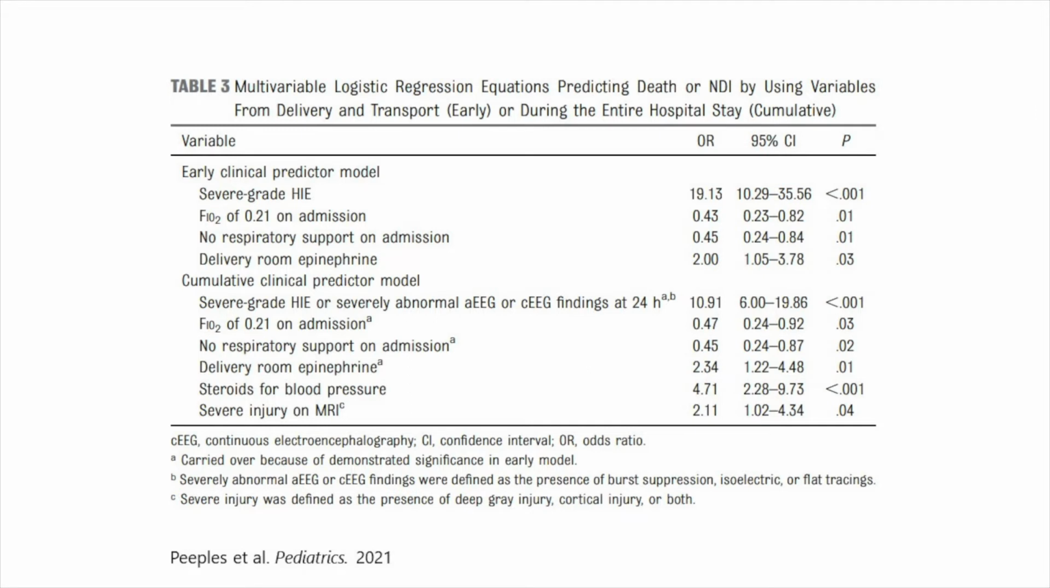One was a predictive model or equation where they input all the characteristics at early age of the child, soon after birth at admission to the nursery, and the second one was at the time of discharge from the nursery, to be able to predict that bad outcome or adverse outcome of death or neurodisability.